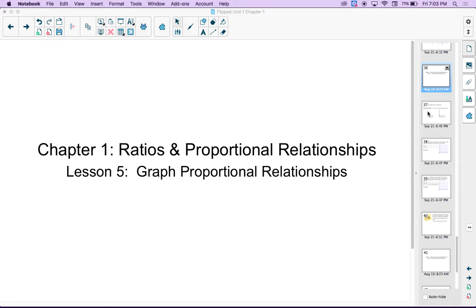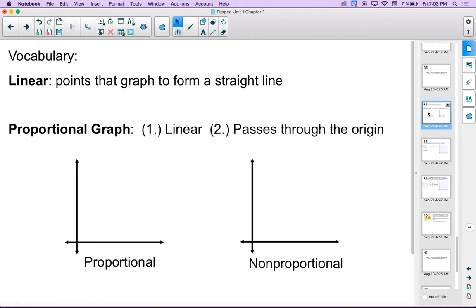So we're going to continue with our notes on page 6, and we're going to start with two vocab words. Our first vocab word is the word linear. And linear is actually a word. It describes points that graph to form a straight line. If you look at the word linear, you can even see the word line in the beginning of it. So linear, straight line, make that connection in your head.